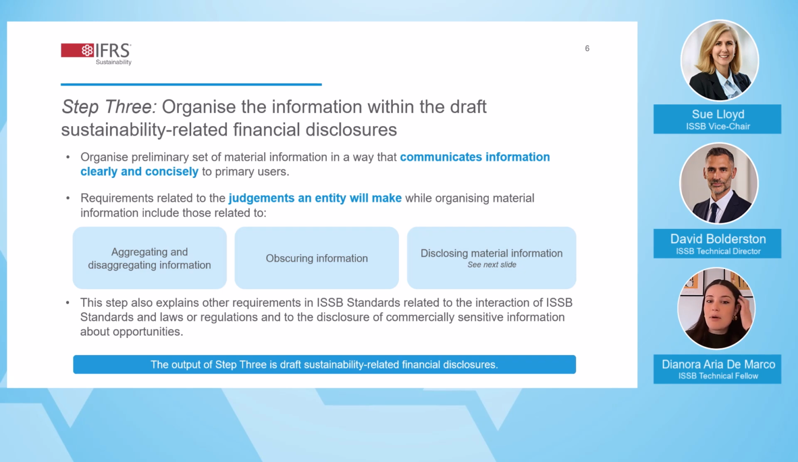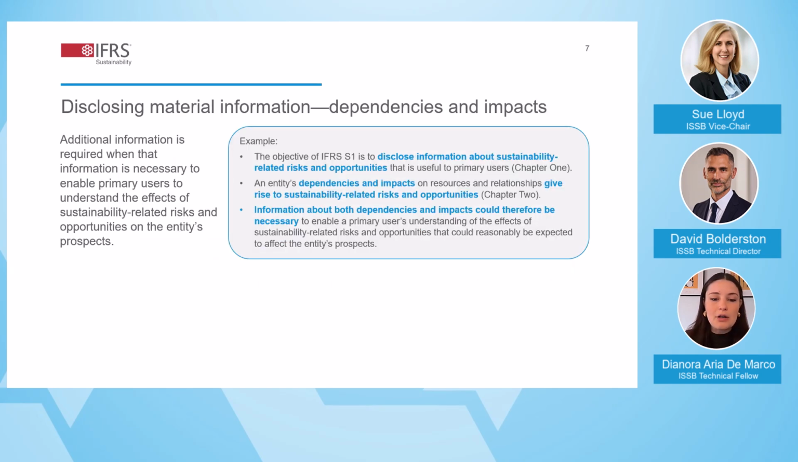But I want to come back to this point on disclosing material information, which is on the right-hand side of the slide. This is about the requirement that information, even if it's not explicitly specified by an ISSB standard, is required to be disclosed if an entity concludes that particular information is necessary to enable primary users to understand the effects of a sustainability-related risk or opportunity on the entity's prospects. And I think the example on the next slide illustrates this point pretty clearly. So let's take a look, maybe starting with the box on the right-hand side of the slide.